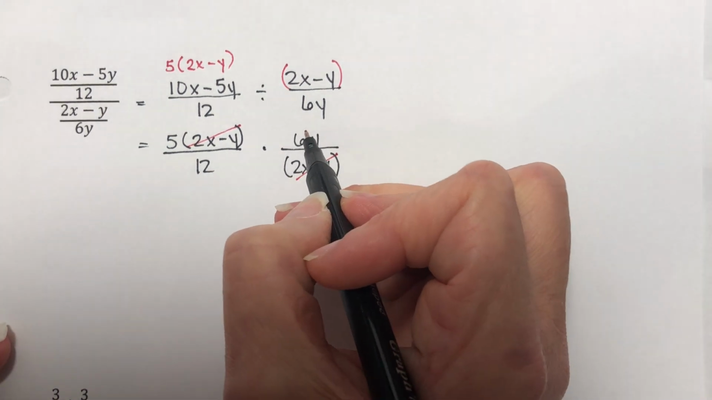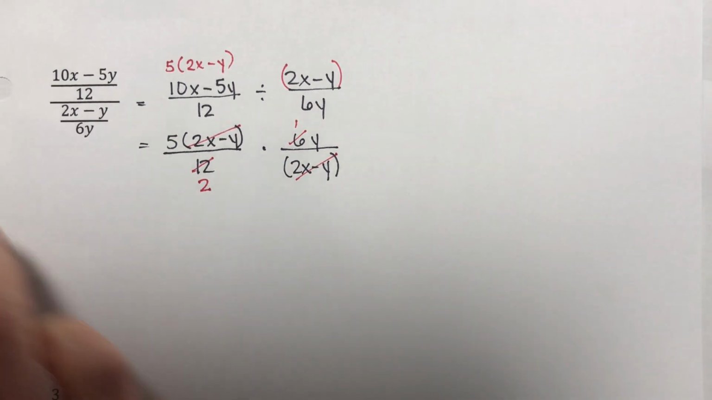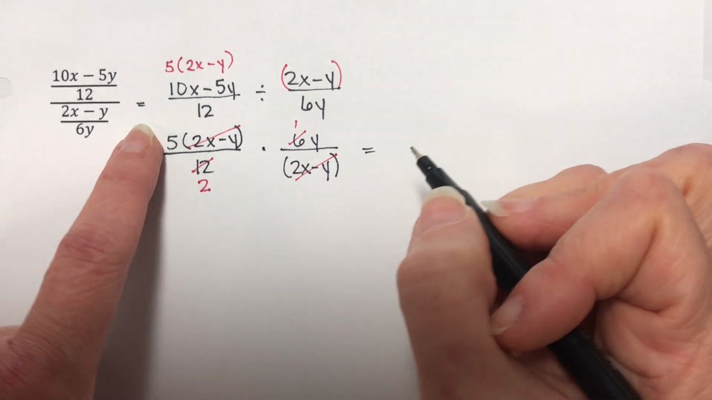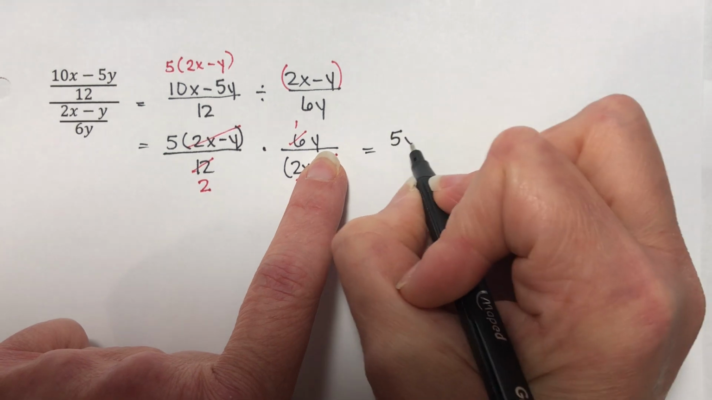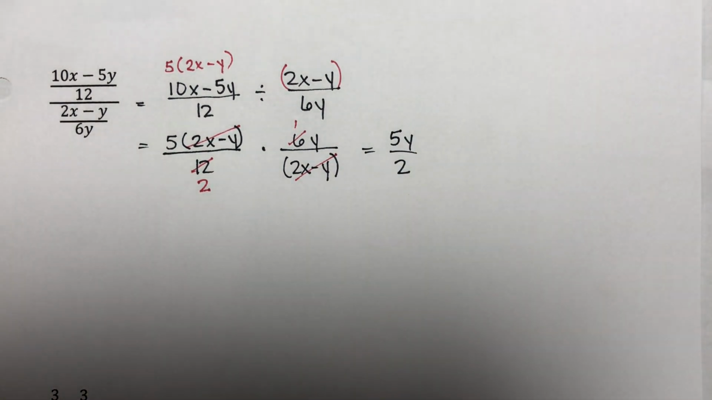If I divide this by 6, I get a 1. Divide this by 6, and I have a 2. So what do I have left? 5y over 2. And that's my answer.